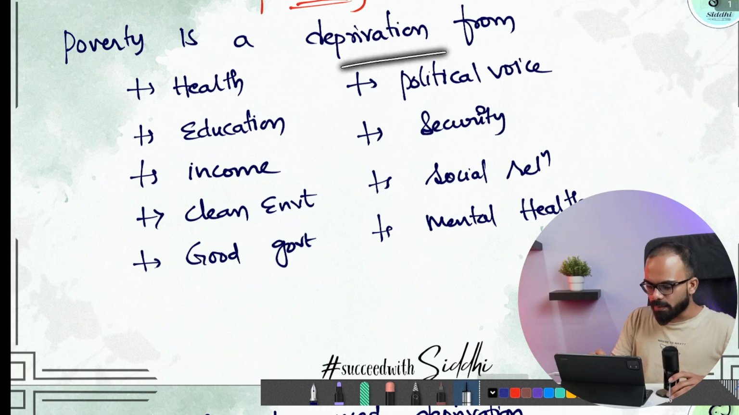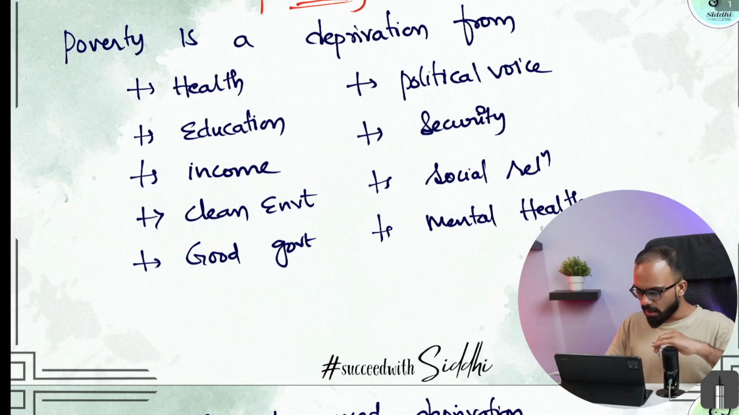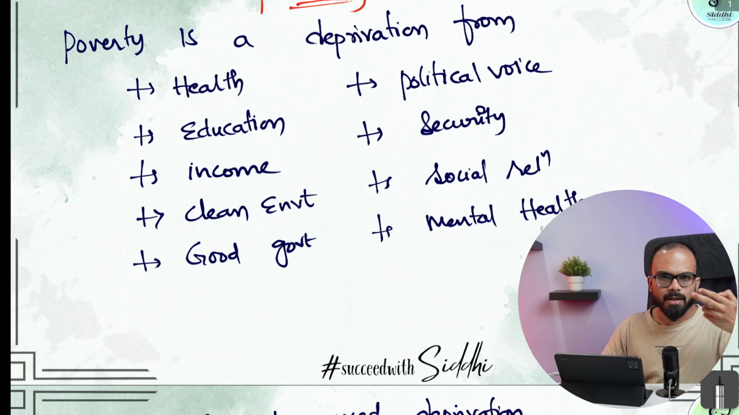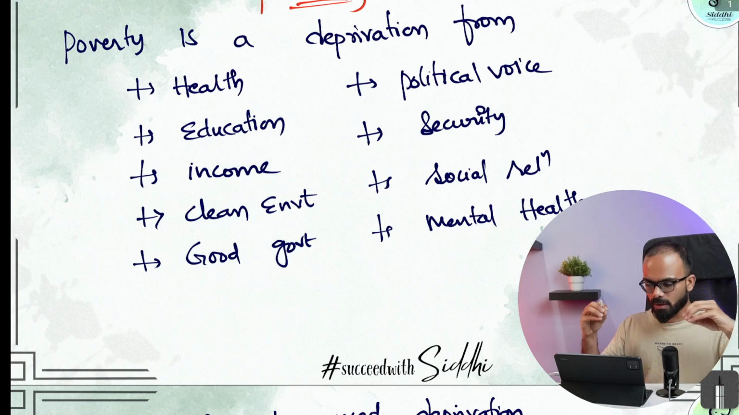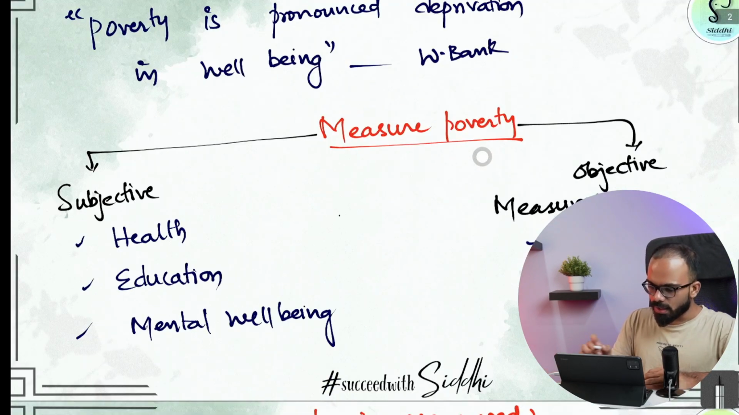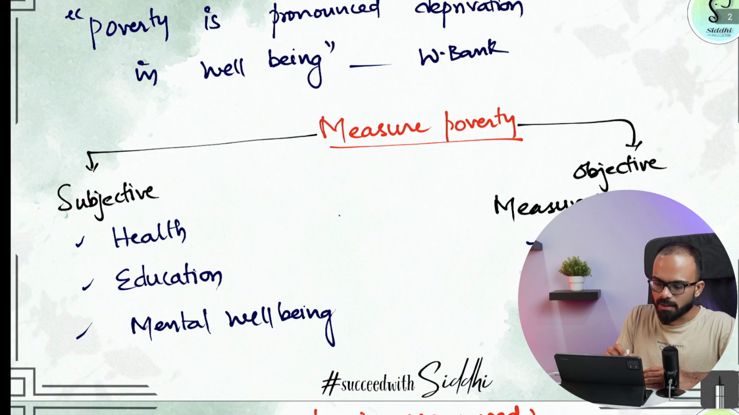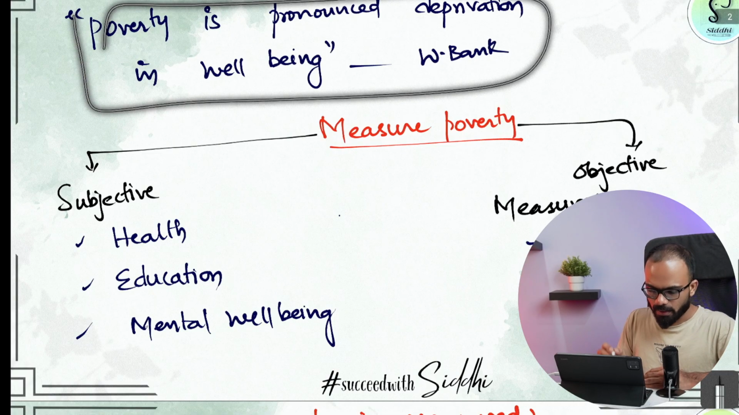Now, poverty is basically a deprivation. It is deprivation from all possible standards of life. It is a deprivation from health, education, income, a clean environment, good governance, and for that matter, even the social security as well. So, poverty is basically a deprivation, and usually it is the pronounced deprivation in well-being. This is a definition given by World Bank.